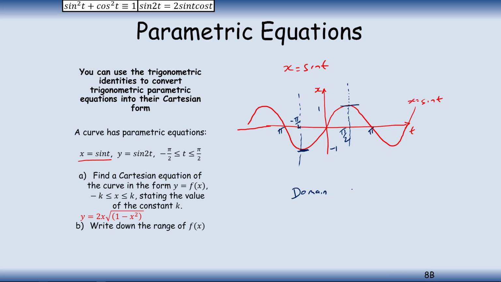So our domain for x is given by minus 1 is less than or equal to x which is less than or equal to 1. That's our domain. So we've replaced k with minus 1 to 1. So we can write that in here then. Minus 1 is less than or equal to x, which is less than or equal to 1. So that's job done.